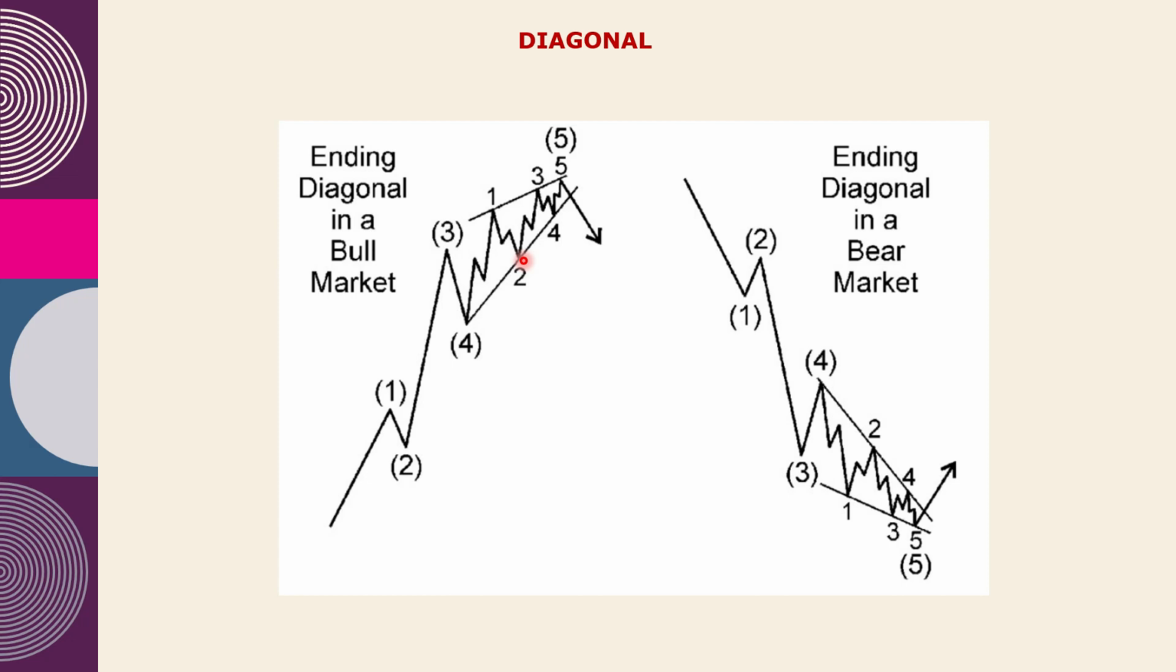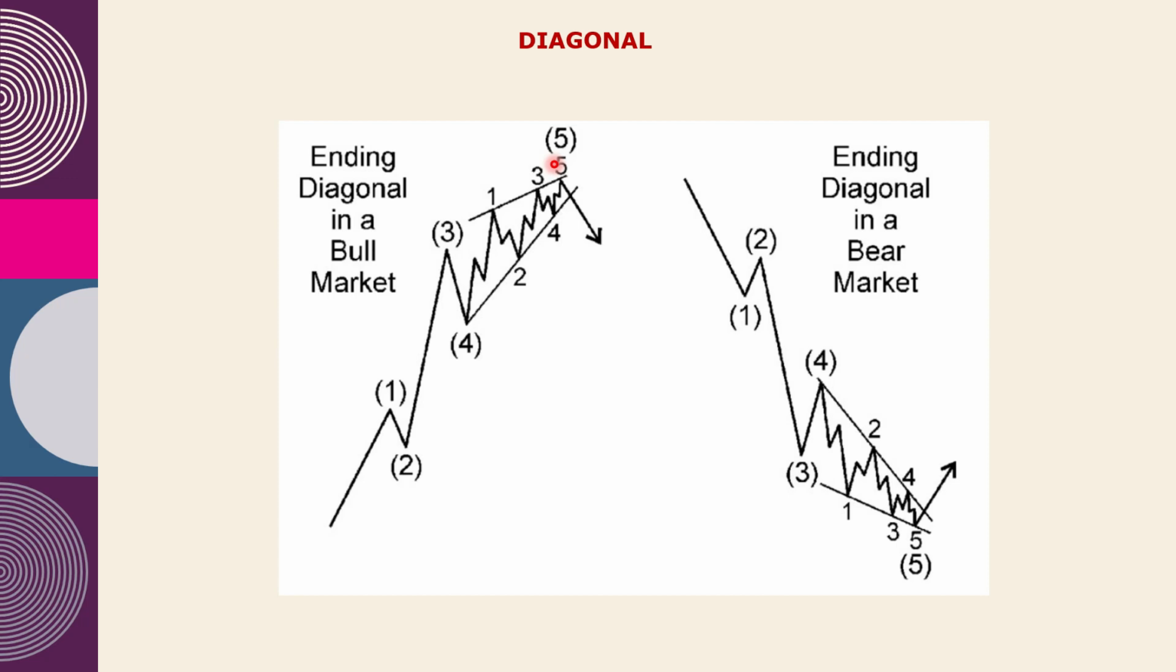The two types of diagonals are leading diagonal and ending diagonal. This is ending diagonal. Shortly we are going to discuss about leading diagonal. Within an ending diagonal, subwaves 1, 2, 3, 4, 5 always take corrective waveform. What is corrective waveform? Shortly I am going to explain. Right now we are discussing about motive waves.